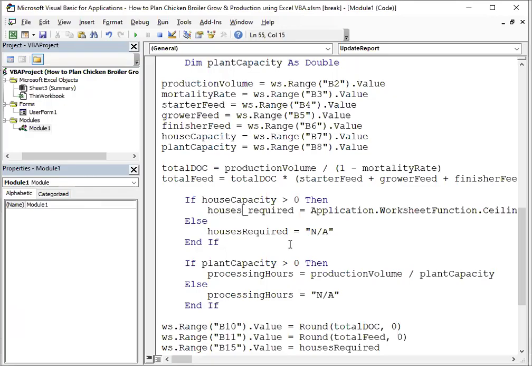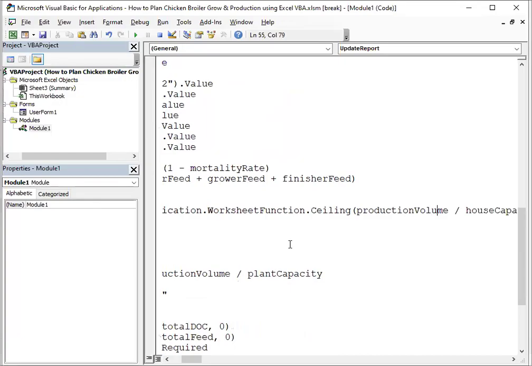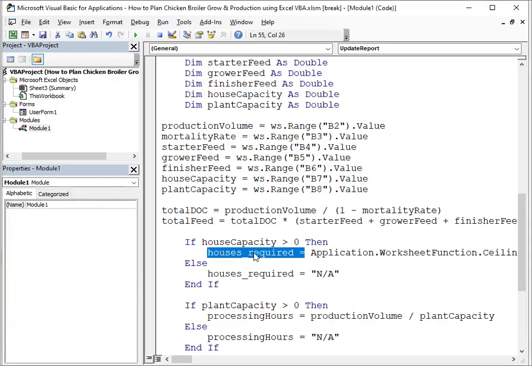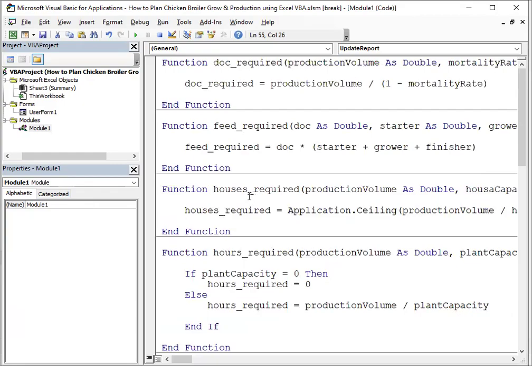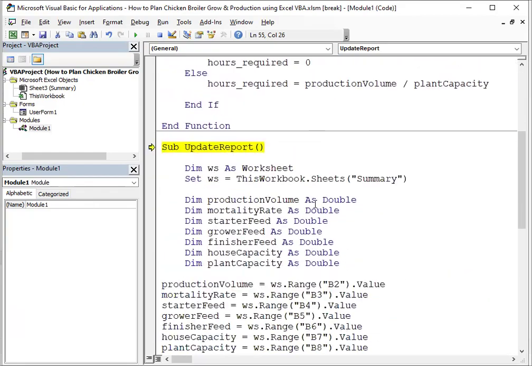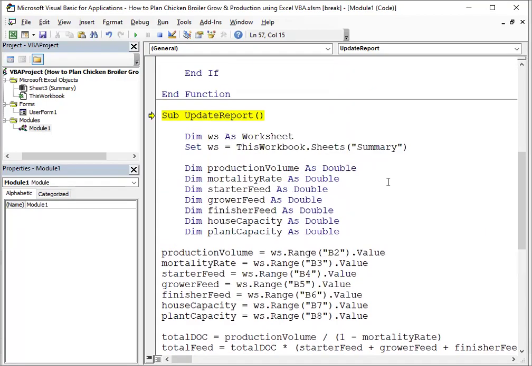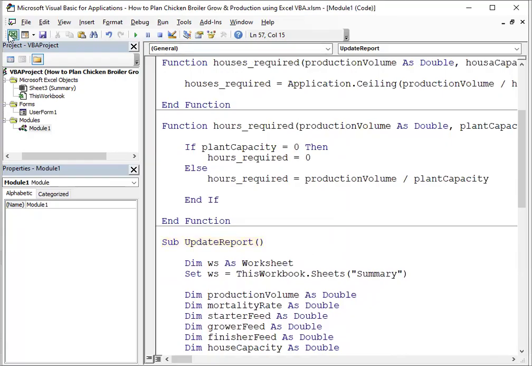If house capacity is 0, house is required. Application dot worksheet function dot ceiling. Production dot ceiling. Okay. So what I'm going to do is debug this. You have a compile error: a function call on left hand side of assignment must return variant or object. Just click OK. We have a problem here. In our function it says houses required application. What I'm going to do is change this and just remove the underline, as well as this one, remove the underline, and then reset and go back to Excel.